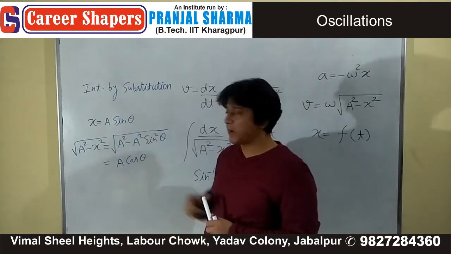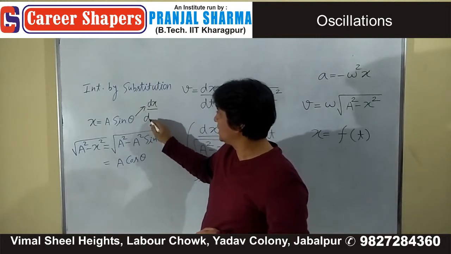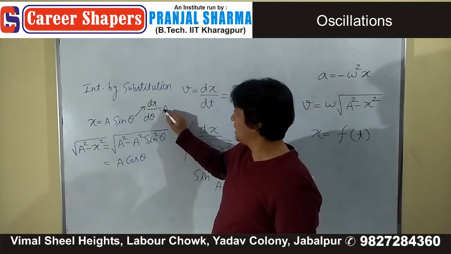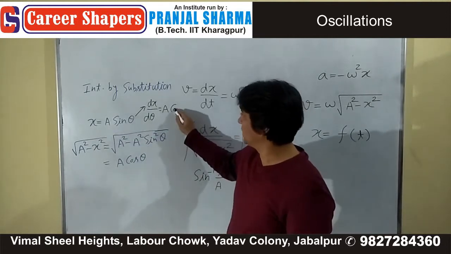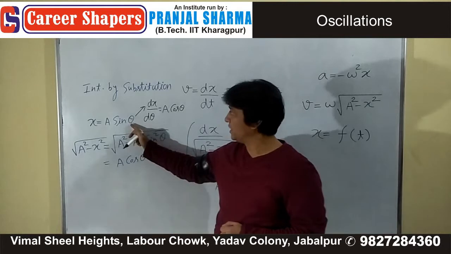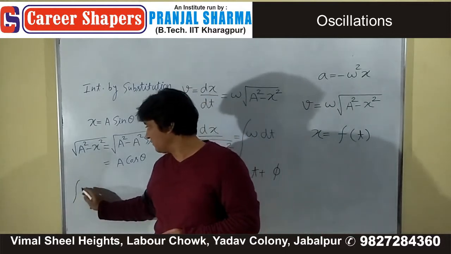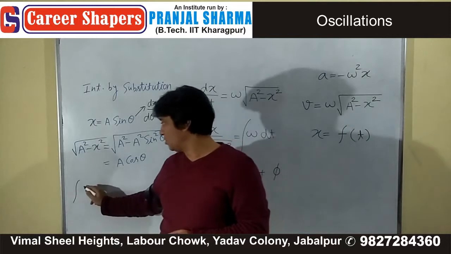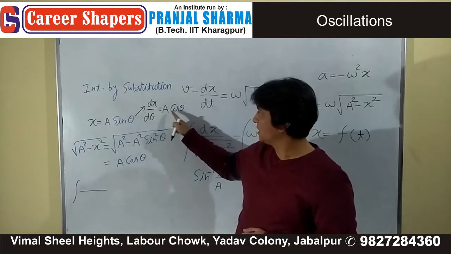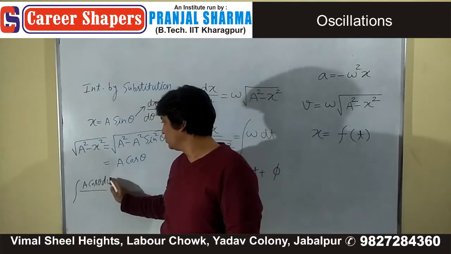If you look at this x equals to a sine theta, then you also get this information. If I ask you what is dx upon d theta, what is the differentiation of x with respect to theta, then it will be a times the differentiation of sine theta. Differentiation of sine x with respect to x is cos x. Differentiation of sine theta with respect to theta is cos theta. With these things, the numerator is dx. What is dx? dx is a cos theta into d theta.